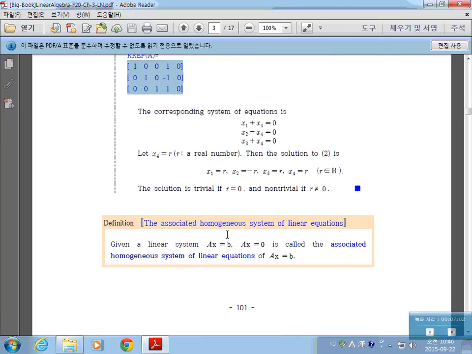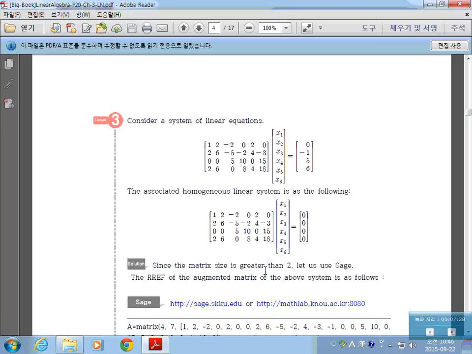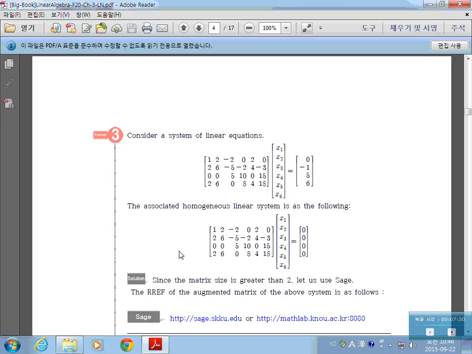Okay, here, this is a very important concept. Given a linear system of equations AX is equal to B, then AX is equal to 0 is called the associated homogeneous system of linear equations of AX is equal to B. So if we have this non-homogeneous system of linear equations, then we consider the corresponding associated homogeneous system of it. Okay, then see the relationship between those two.